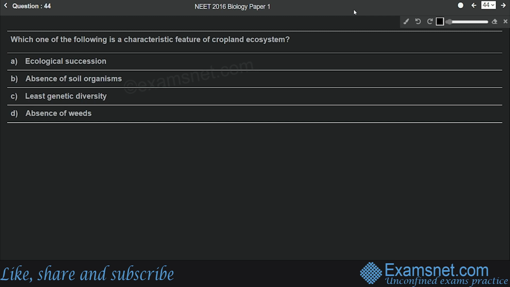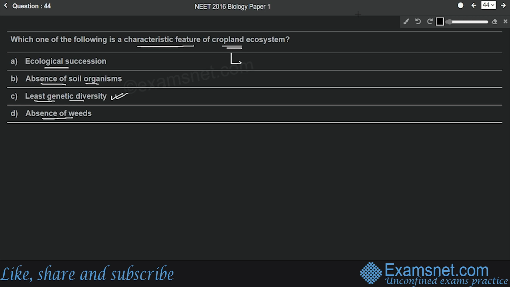Question number 44 is from the chapter Ecosystem. And the question is, which one of the following is a characteristic feature of cropland ecosystem? Options are ecological succession, absence of soil organisms, least genetic diversity, and then absence of weeds. And the correct answer is option C, that is least genetic diversity. It is the most important feature of cropland ecosystem, right?